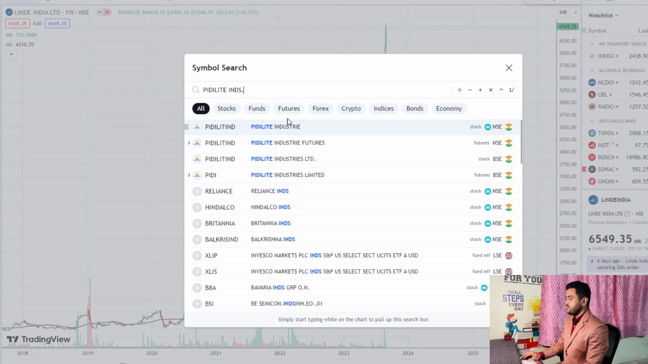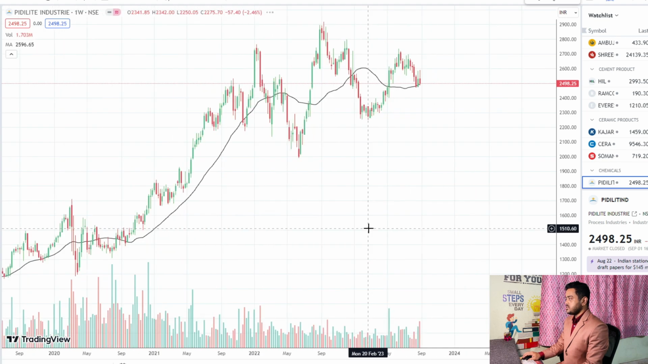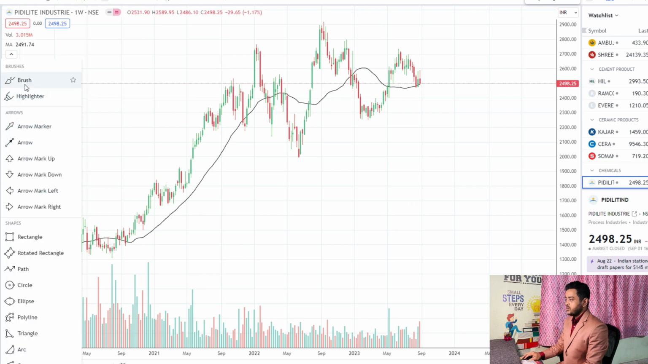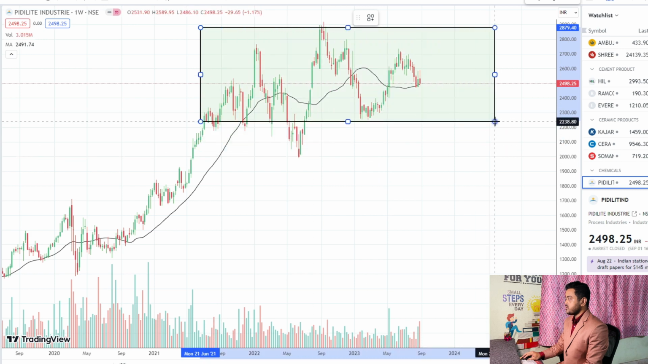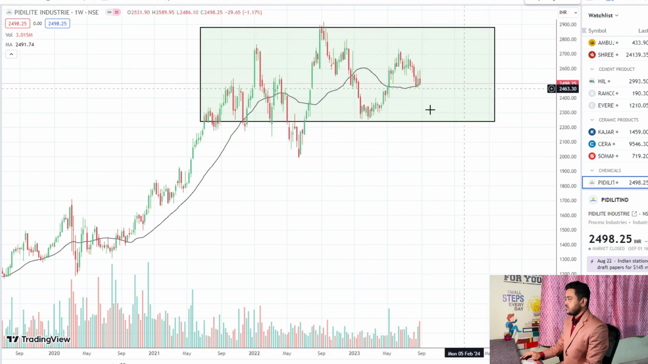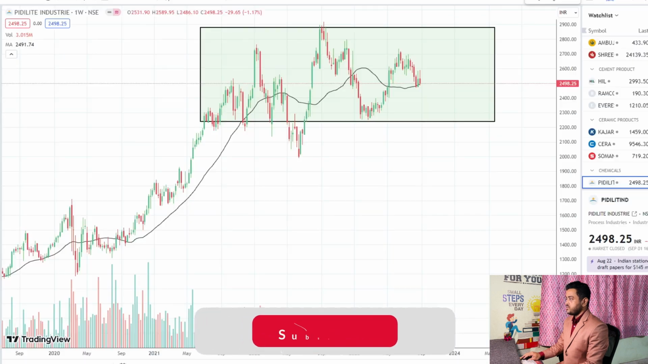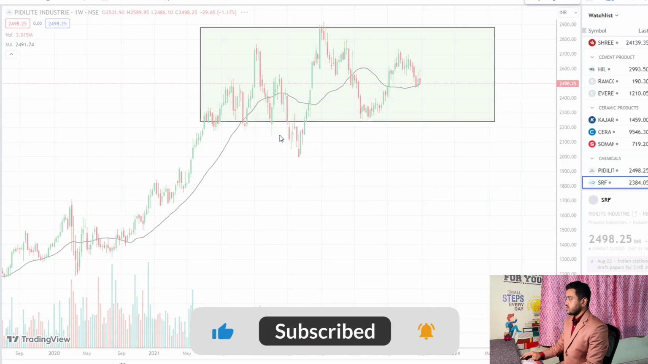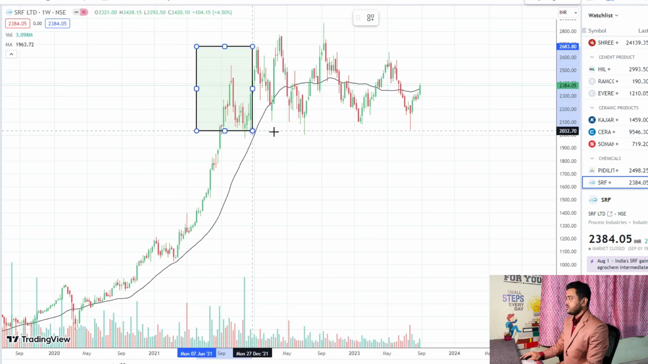So Pidilite. This is in stage 3, clearly in stage 3, because again it has this formation. It is consolidating in a range, and it is in stage 3. Let's see SRF. Again, it's in clear stage 3, right? It's a clear stage 3.